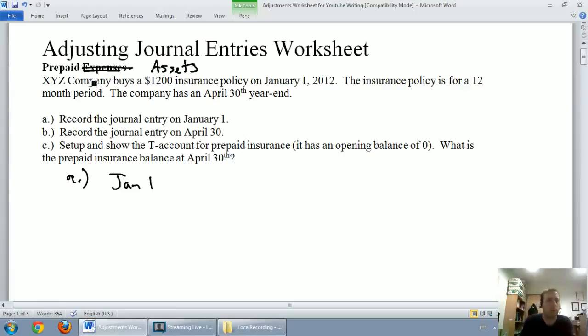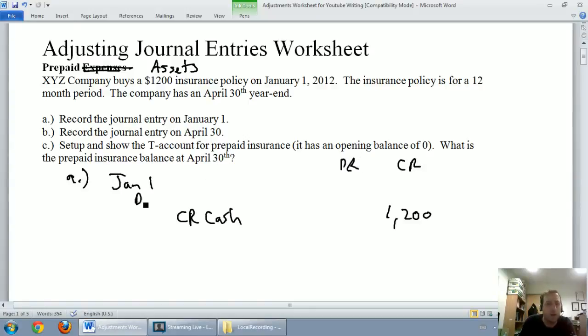And on January 1st, that's just that first sentence of the question: XYZ company buys a $1,200 insurance policy on January 1st. Okay, so we bought an insurance policy. I'm going to assume for cash. So if we buy something for cash, cash is an asset going down. Again, looking back to basic journal entries, we know to credit cash. It doesn't say we bought it for cash, but I'm going to make that assumption. If you put accounts payable here on one of my tests, I'd mark you right because the question was not specific enough. All right, so we bought $1,200 worth of insurance and we used $1,200 of cash.